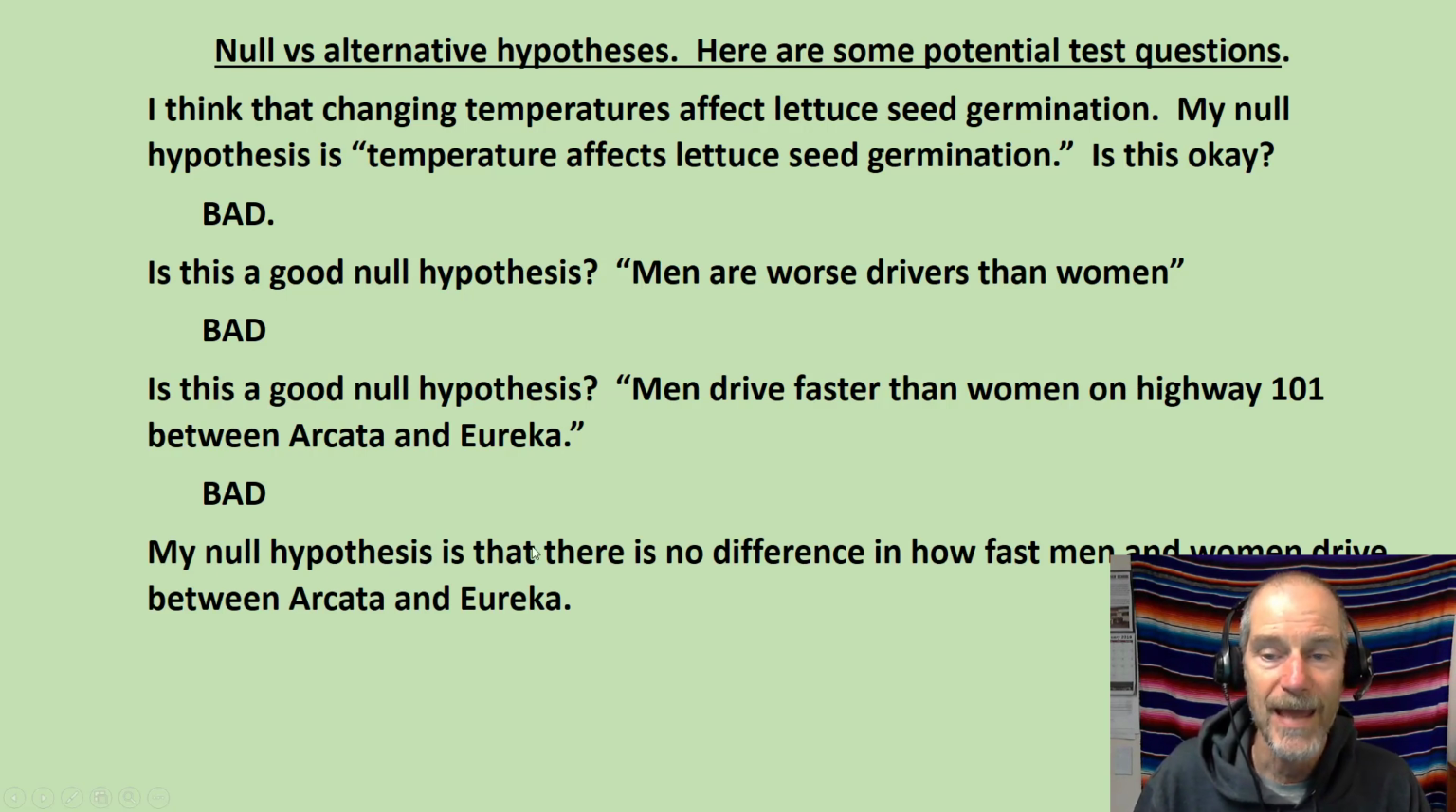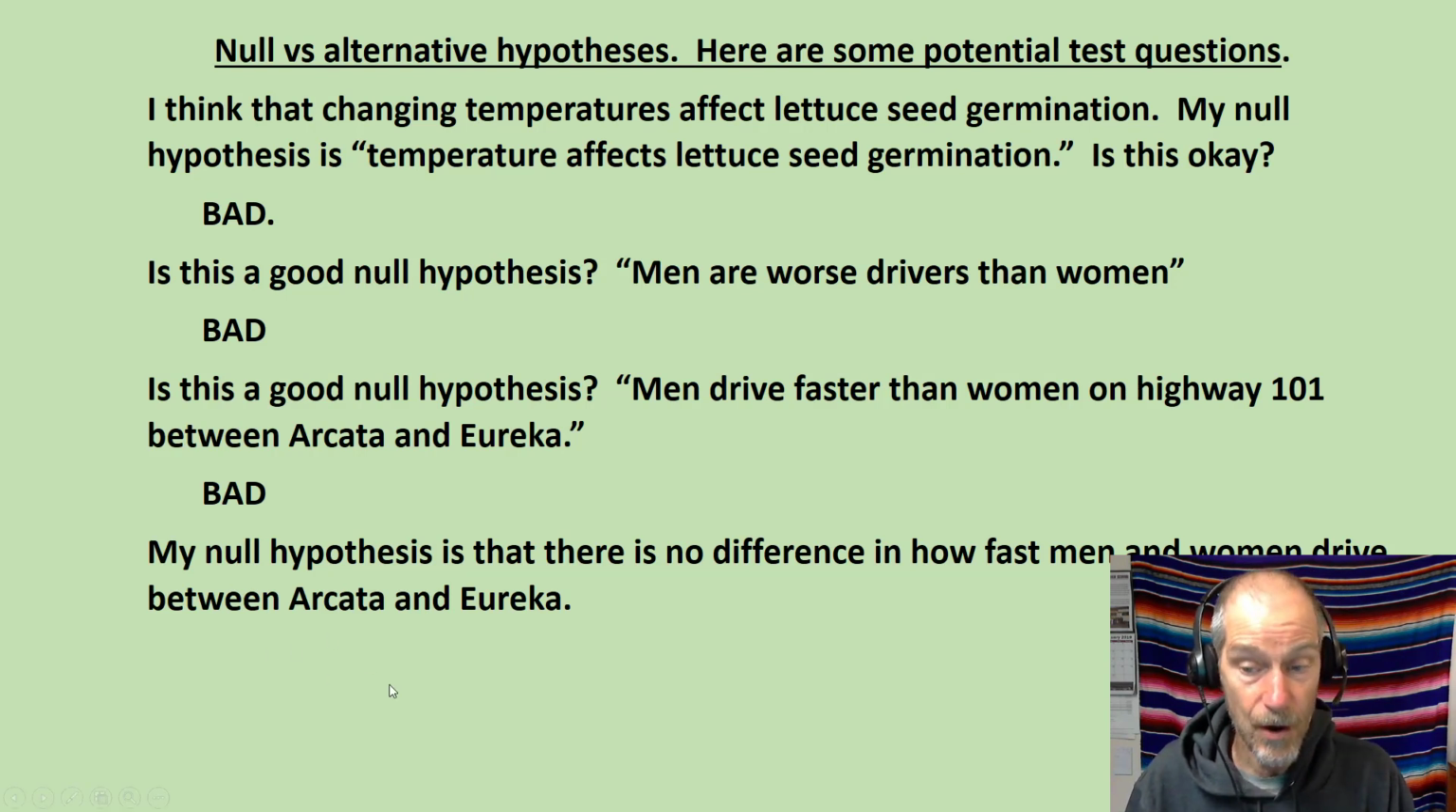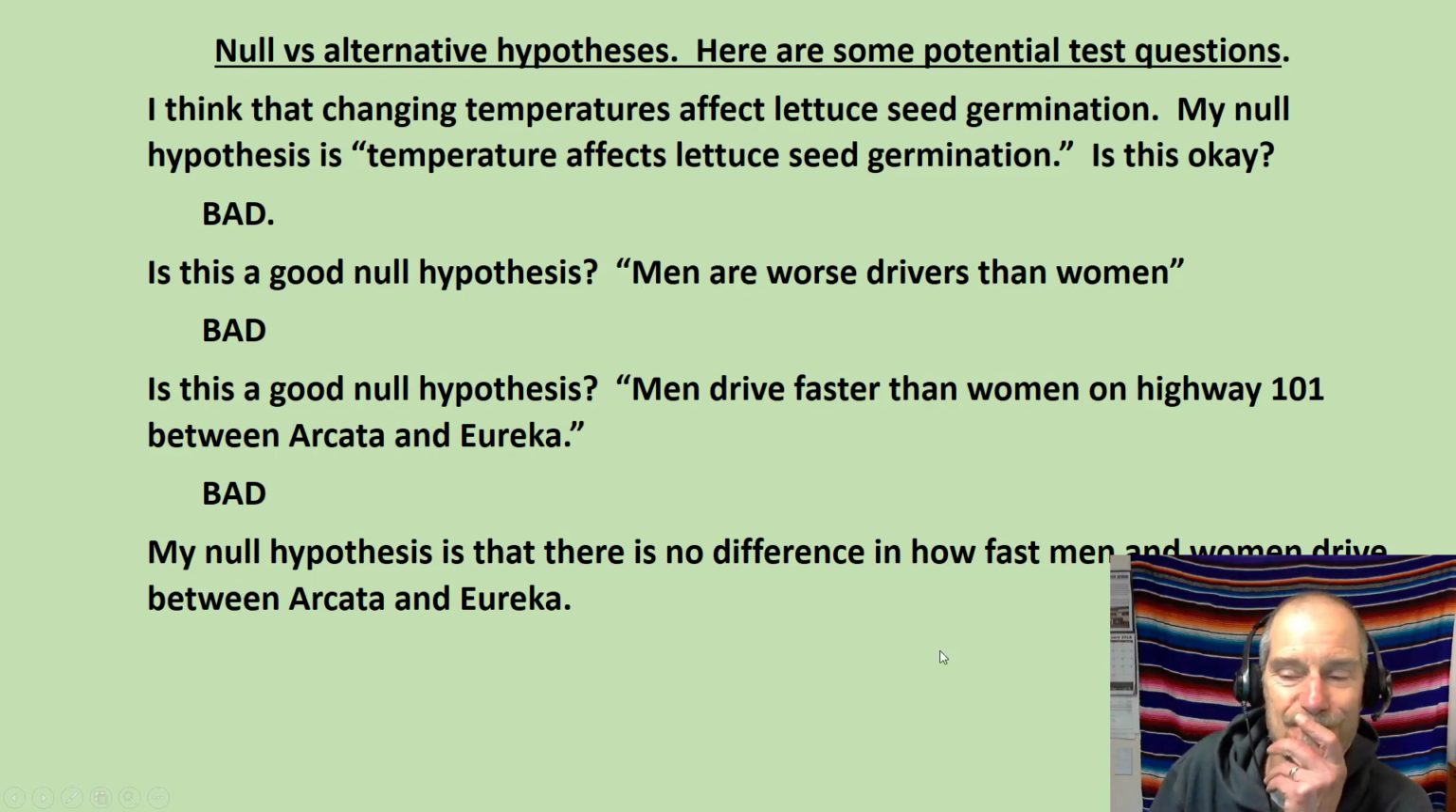How about this one? Men drive faster than women on Highway 101. Well, maybe you could measure that, but it's not a null hypothesis. The null hypothesis would be there's no difference in how fast the two drive. So that's a bad one. How about this? My null hypothesis is that there is no difference in how fast men and women drive between Arcata and Eureka. That's pretty good, except I wonder how you would measure that.